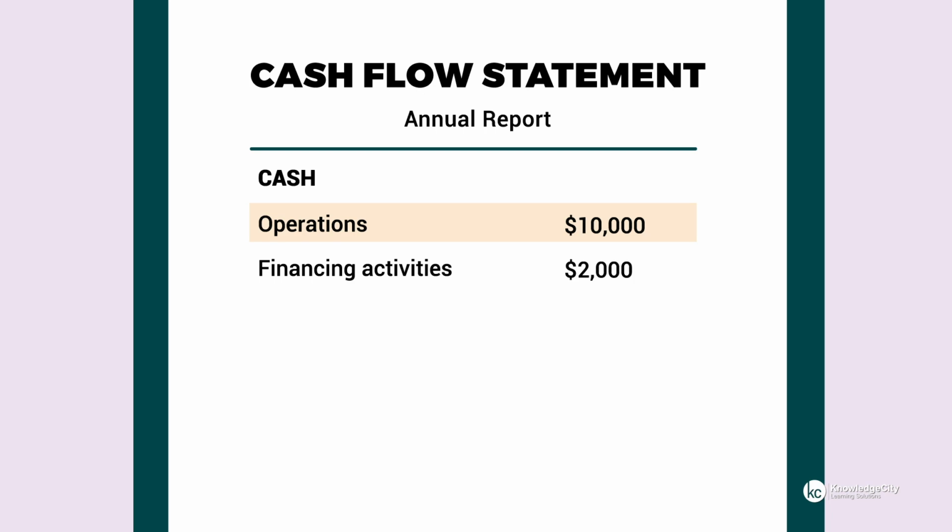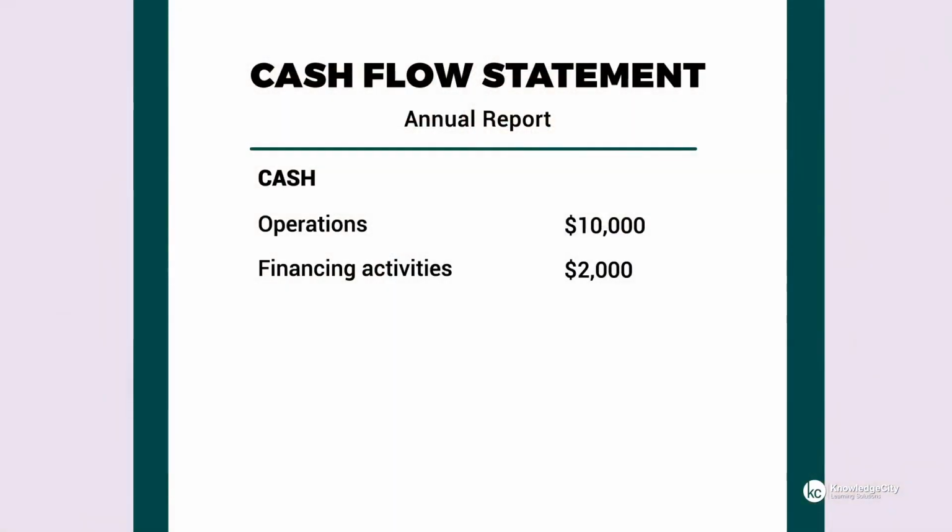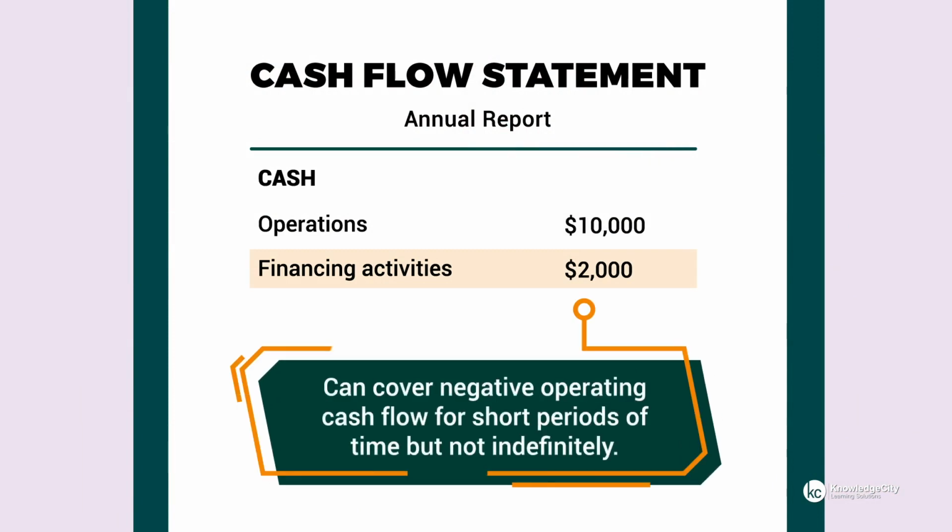Cash from operations shows whether or not the business maintained a positive cash flow from sales and expenses. This is the most important thing to note because it's the reason the business exists. If it's not generating positive cash flow, that can soon lead to financial problems. The cash from financing activities can cover negative operating cash flow for short periods of time, but not indefinitely.